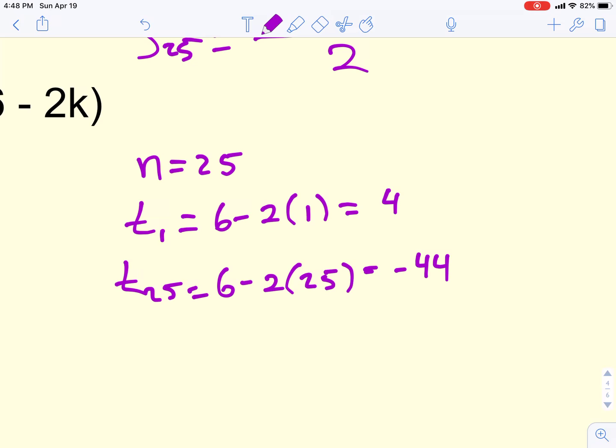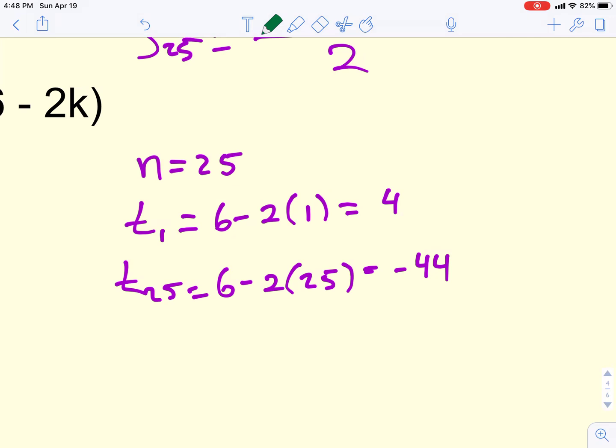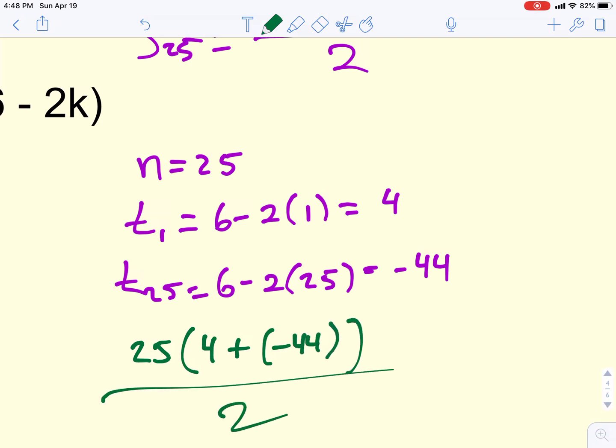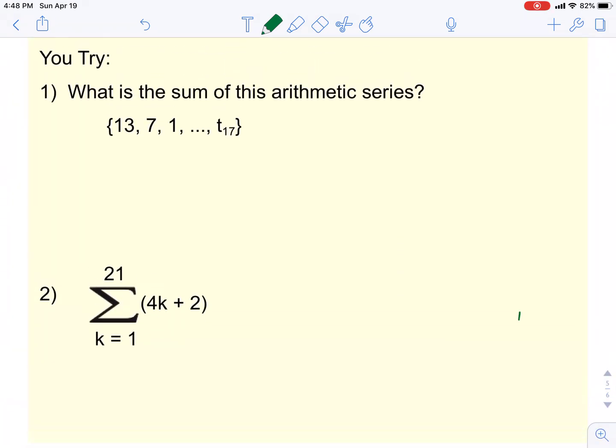So now we have everything we need. We're just going to take now, in a darker color, 25 times the first term plus the last term, divided by 2, and we get negative 500. All right, go ahead, you guys try. Pause that video, and then I will do the work for you.